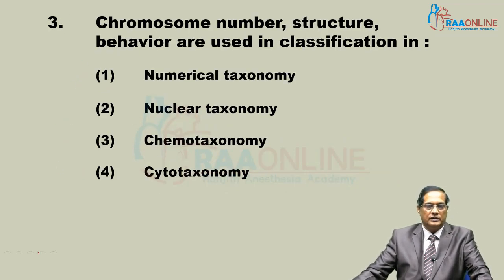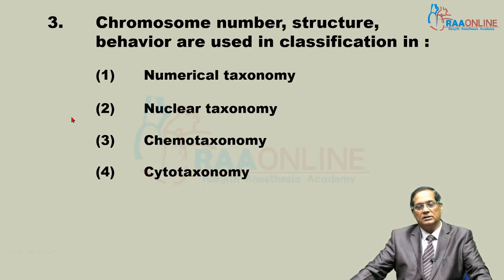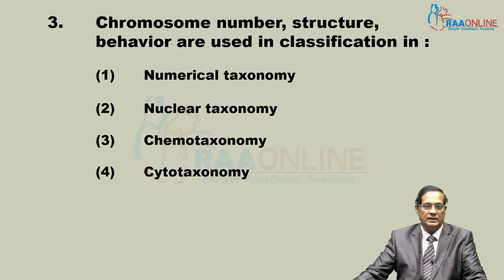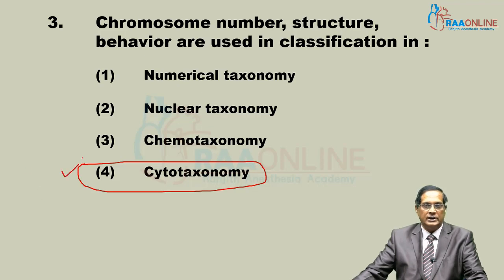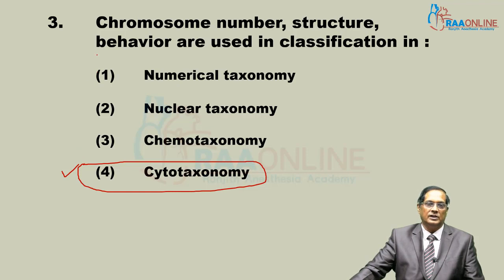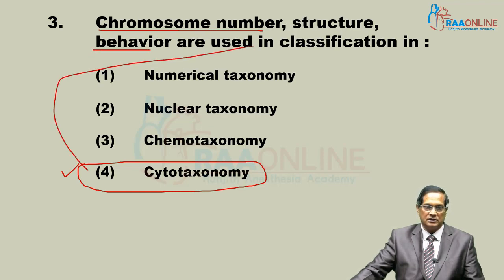Then taxonomy is further divided into chemotaxonomy, cytotaxonomy, numerical taxonomy. Chromosome number, structure and behavior used in classification are kept under cytotaxonomy.